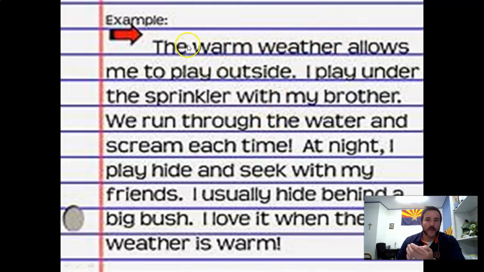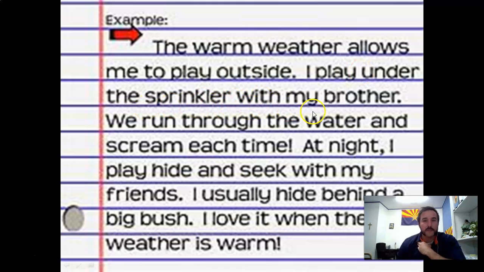Again, the warm weather allows me to play outside. That's what this paragraph is about. It's not about anything else. It's not about your puppy. It's not about the mountains. It's about warm weather allows us to play outside. And take a look. All these supporting details do indeed support that.